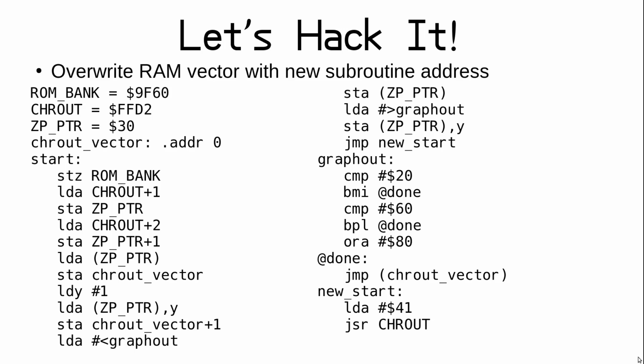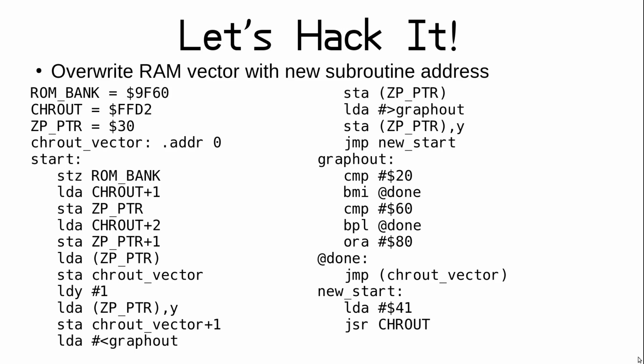So we OR it with hex 80, which will set the high bit, forcing it to the range of hex A0 to DF, which are all graphical characters. Then we finally fall to @done, where we do an indirect jump to the original vector that we stored earlier in CHROUT vector. This will take us back to ROM, and the original CHROUT subroutine will execute with a modified code in A and eventually return as normal.